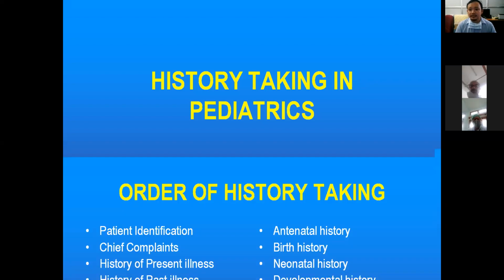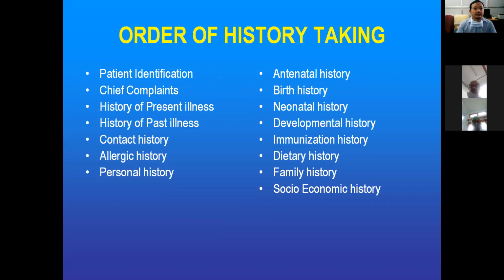First is the order of history taking. Number one is patient identification, chief complaints, history of present illness, history of past illness, contact history, allergic history, personal history, antenatal history, birth history, neonatal history, developmental history, immunization history, dietary history, family history, and socioeconomic history.